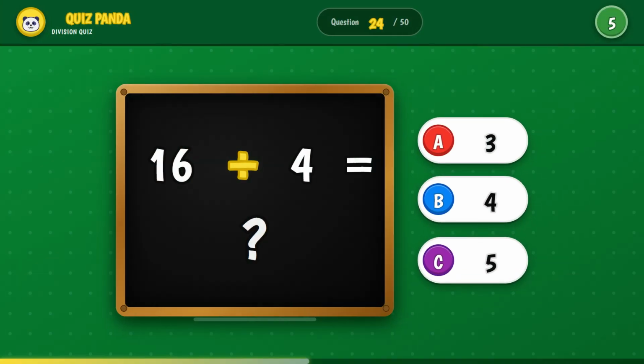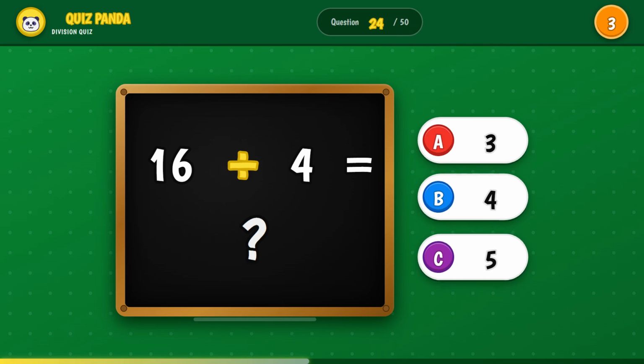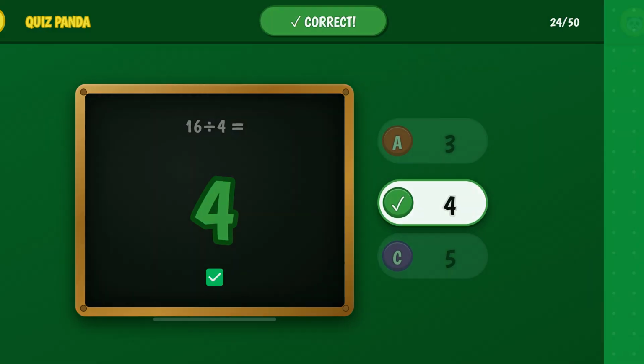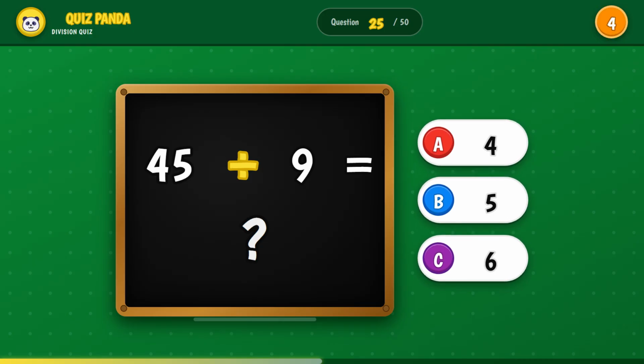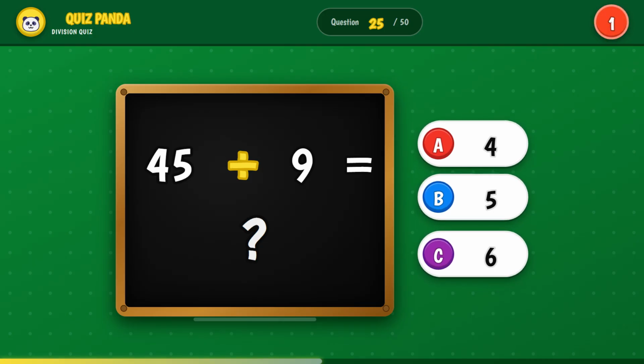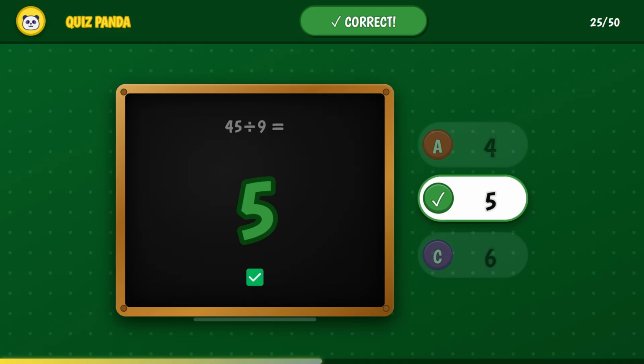Question 24. 16 divided by 4. What's the answer? The correct answer is B, 4. You are a genius. Question 25. What is 45 divided by 9? The correct answer is B, 5.